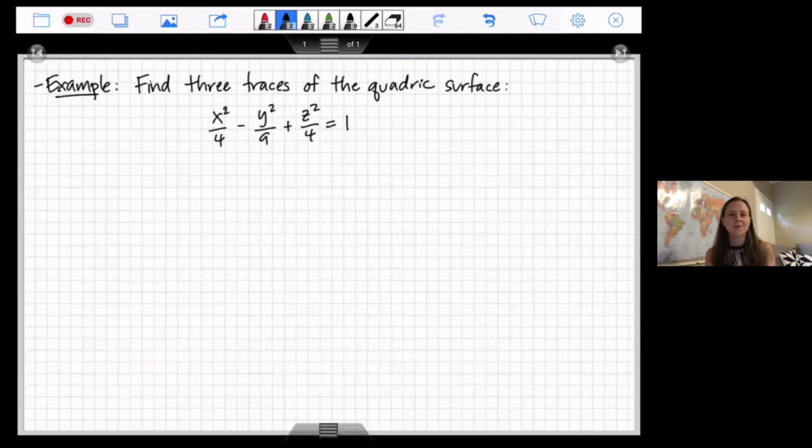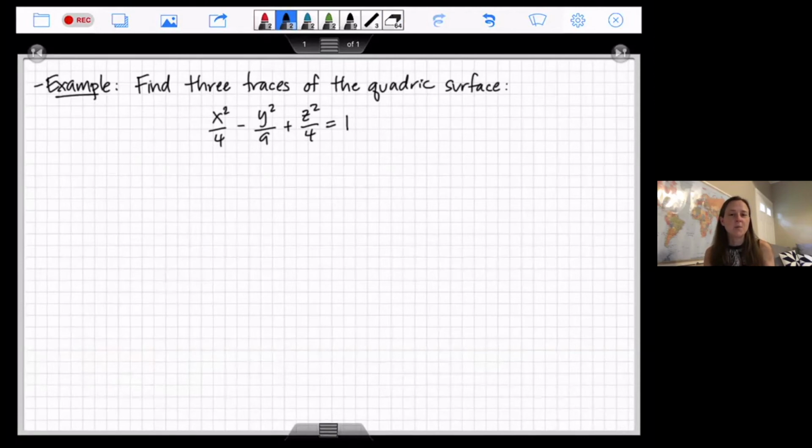So when you're asked to find traces of a surface, you get to pick any plane in the world that you want to plug into: x equals a number, y equals a number, z equals a number. And we've used up all of the 0 planes that we can do: x equals 0, y equals 0, z equals 0. So now I'm just going to plug in another number, and I'm going to plug in something for y.